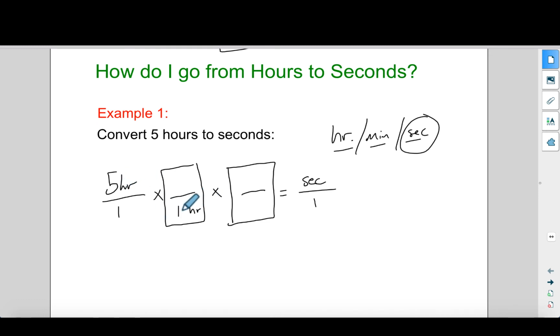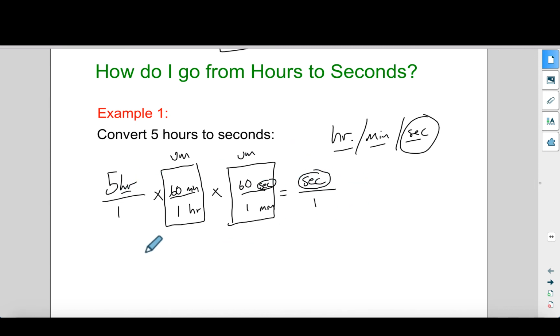If I have 1 hour, how many minutes are in 1 hour? There's 60 minutes in 1 hour. And if I want to cross off minutes, I put it down here, and I put seconds up here, and look what happens. I'm going to end up with seconds right here. So if I have 1 minute, I have 60 seconds. Notice what I've done. I've just created a problem with unit multipliers. Here's one unit multiplier, called a UM, and here's another unit multiplier to go from hours to seconds.